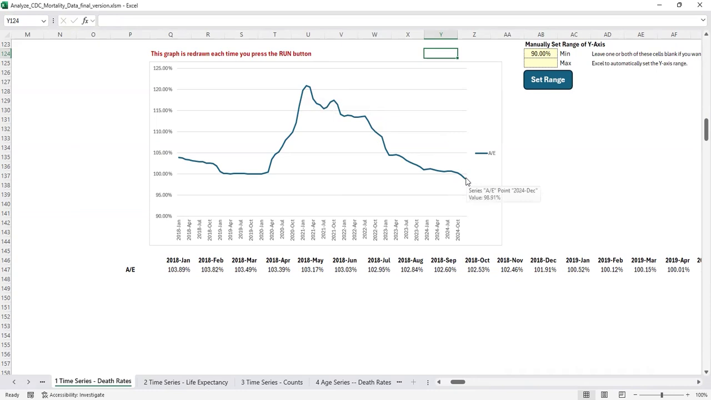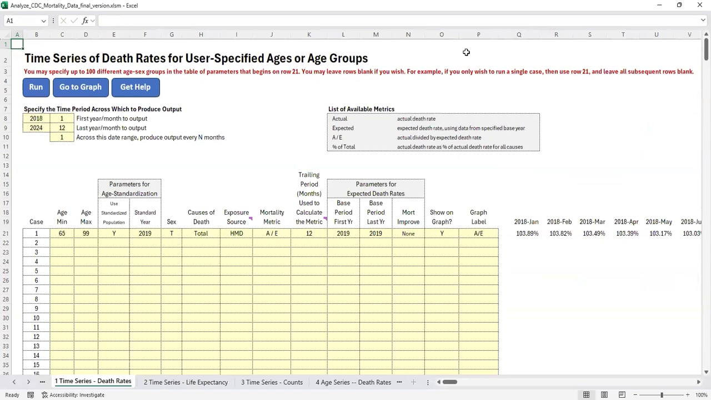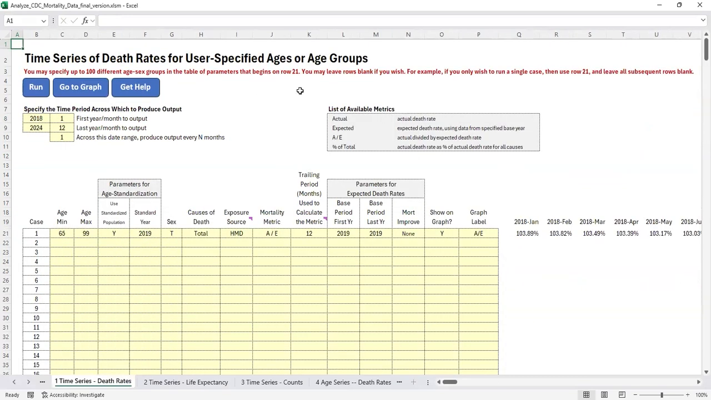Keep in mind that the data is not complete, so you have to be careful these last few months interpreting the results. I'm going to stop the presentation there. My hope is that the user guide is sufficient to answer most or all of your questions.